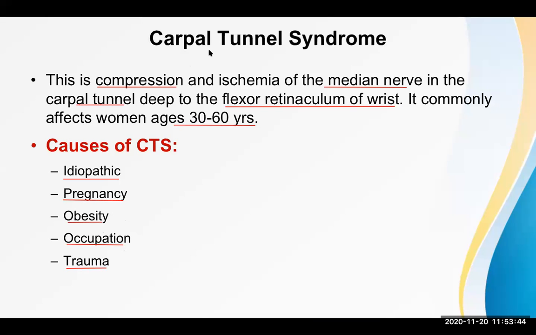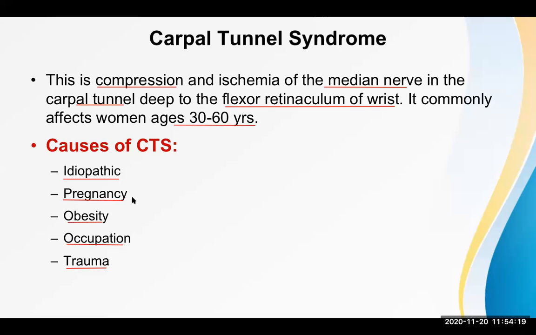Either there is a mass, or there is a collection of fluid, or there is an edema, or there is some other tissue which is growing, or there is a prolonged compression, something like that. So just think in that direction, your answer would be very easy. Pregnancy. In pregnancy, there is a retention of fluid in the body. There is an increase in plasma volume. So probably that is the cause for compression.